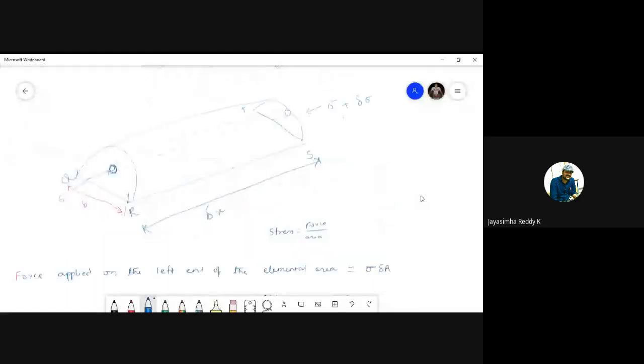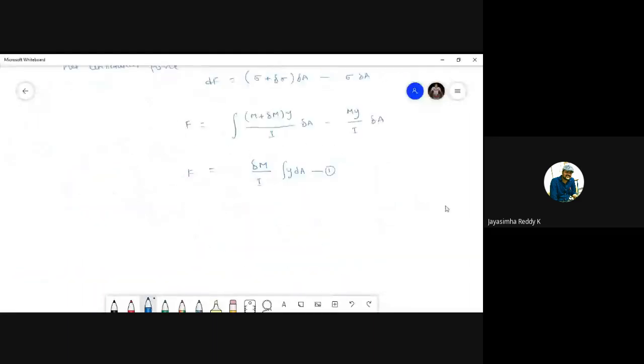Is it clear? So this unbalanced force is resisted by the shear stress. So this unbalanced force, I can write like this: unbalanced force is resisted by the shear stress.